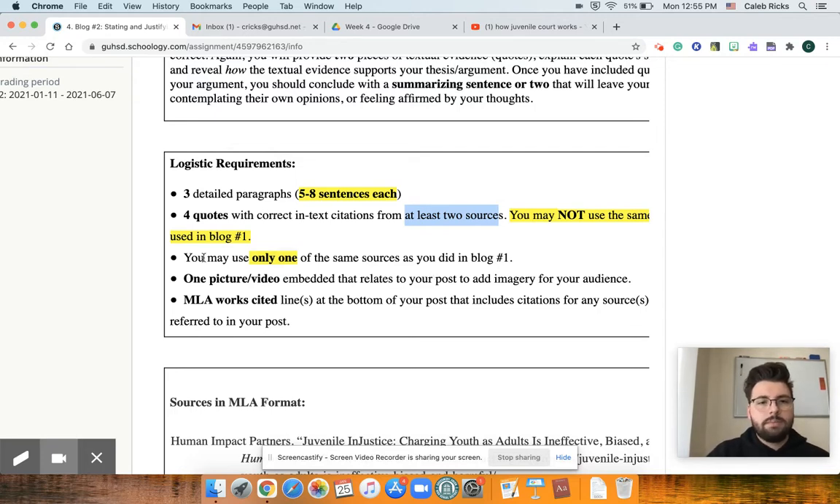That brings me to the next point. You can only use one of the same sources that you used in blog number 1. So I'll go over the sources you can use in this blog, but you can only use one. Do not use both of the same sources. I want to make sure that you are pulling citations and opinions and facts from multiple sources rather than having tunnel vision and focusing on just one.